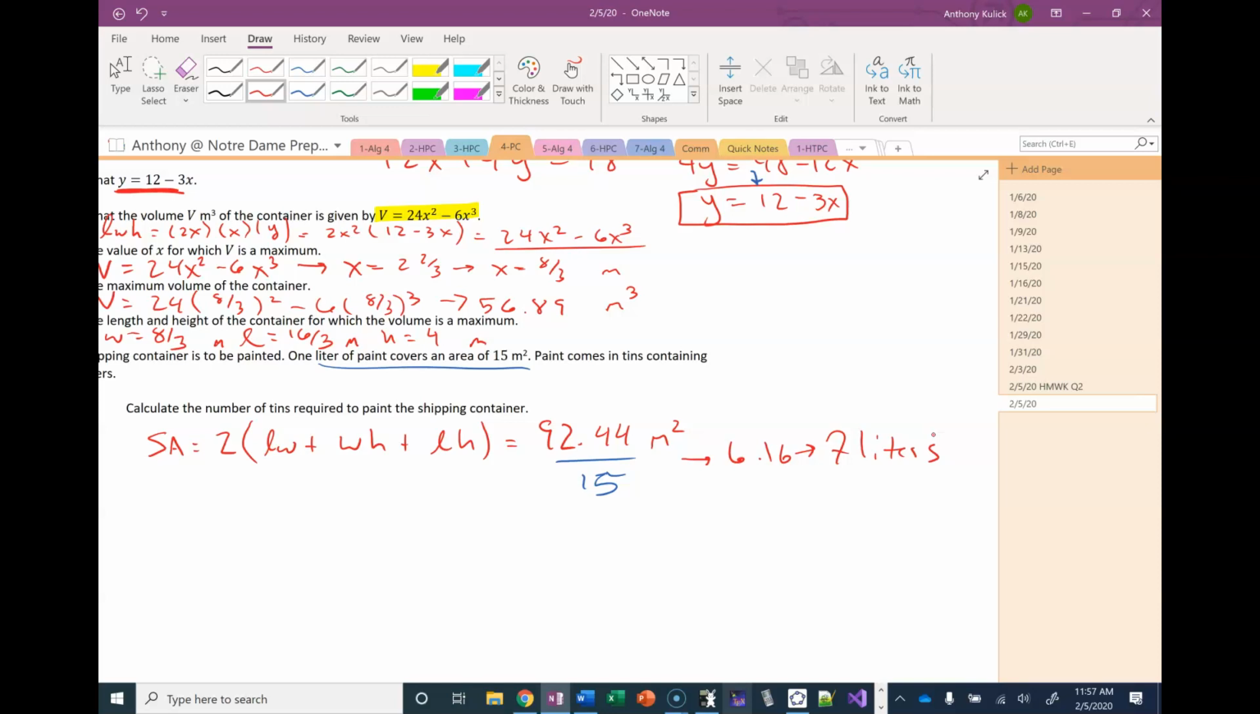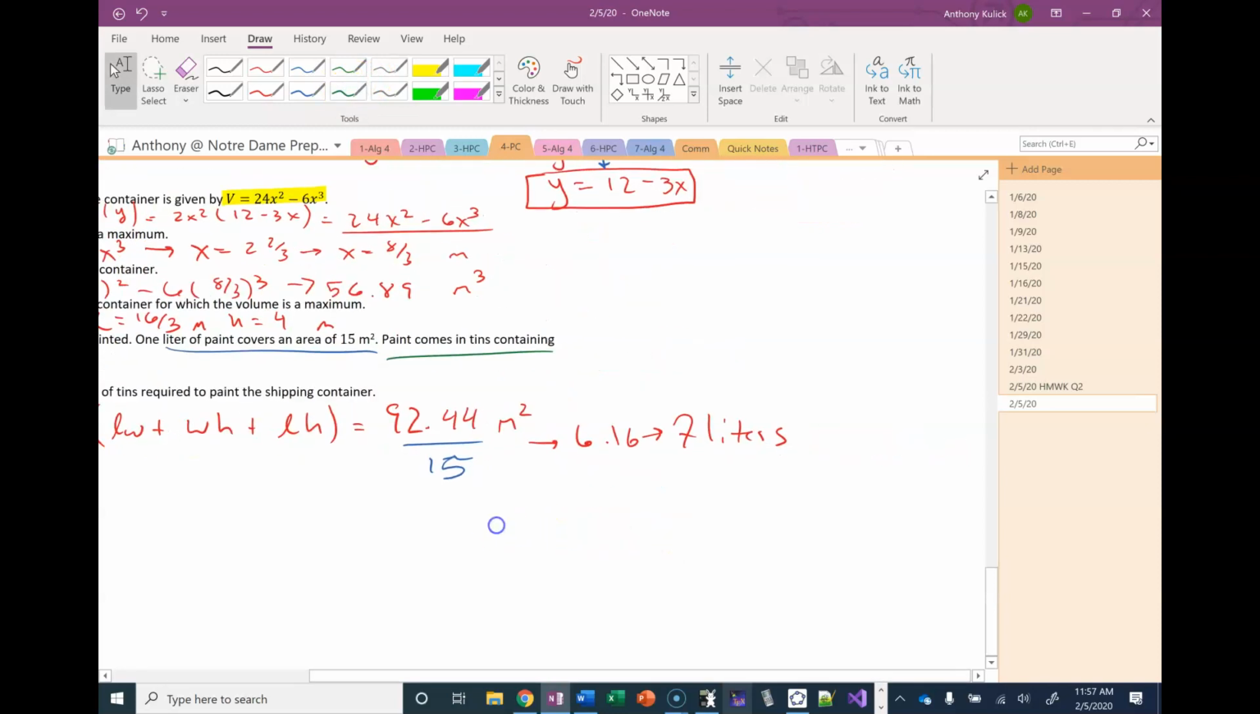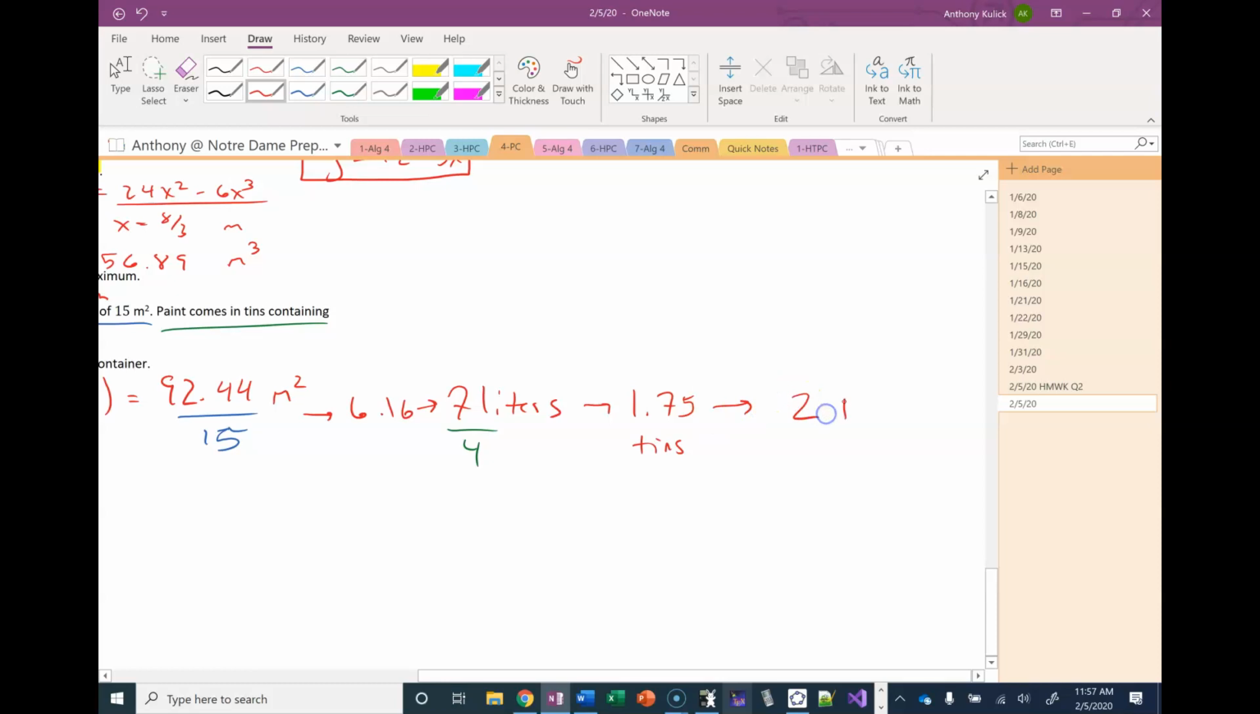Everybody good there? And then I know that the tins contain 4 liters. So if I divide this by 4, that's going to give me 1.75. But really, I have to round that up to 2 tins. That was the whole problem there. The nice part was none of those steps were particularly long, right? And they all just kind of like helped you do the next one.